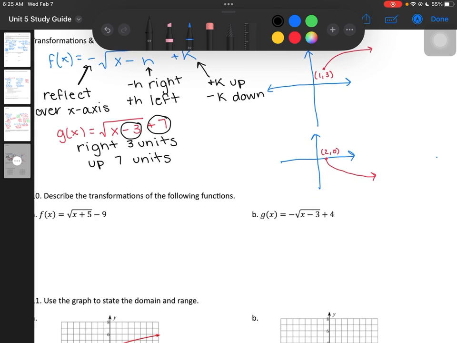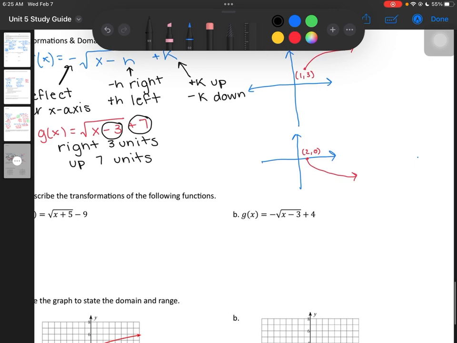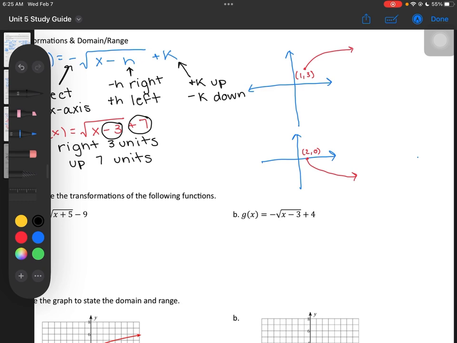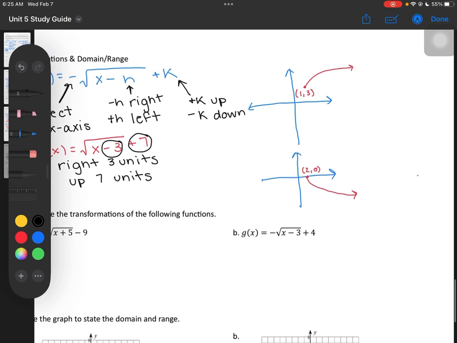And then the final thing we need to look at is domain and range. So a refresher: domain is talking about the x's and range is talking about the y's. So remember, this is talking about the possible x's and the possible y's, or where we see x's and y's on our graph.